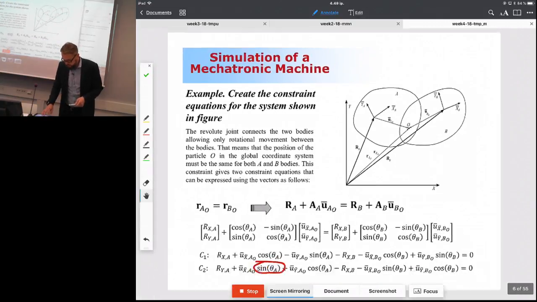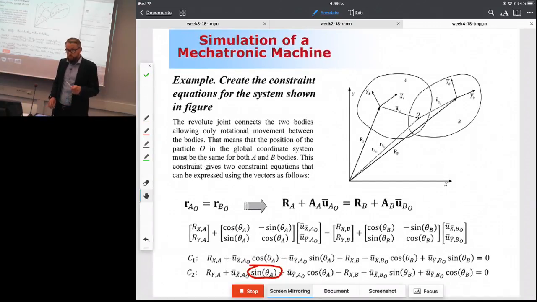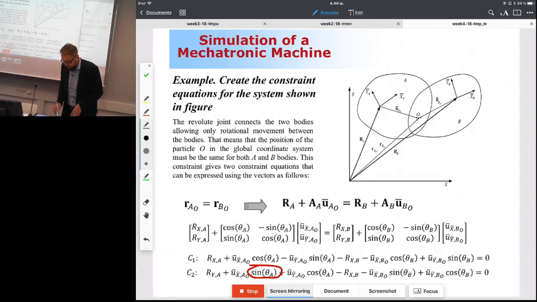Then a note from week 2. One of you noticed that there was a typing mistake in week 2. There was this example where we introduced the revolute joint between the two bodies, body A and body B, and there was a typing mistake. In the original slide, this was written as cosine theta, and it should be sine theta.